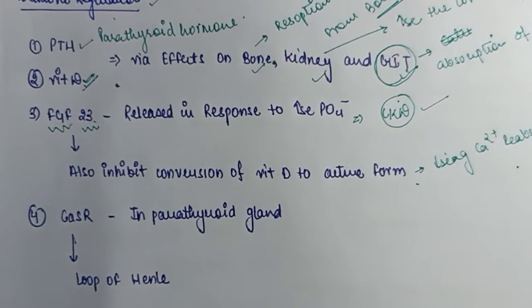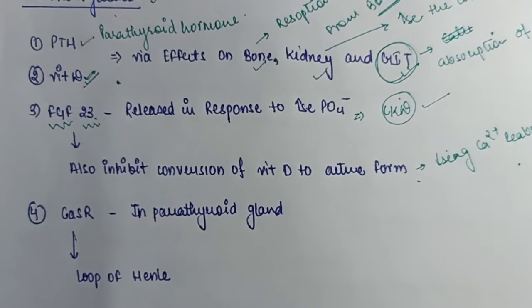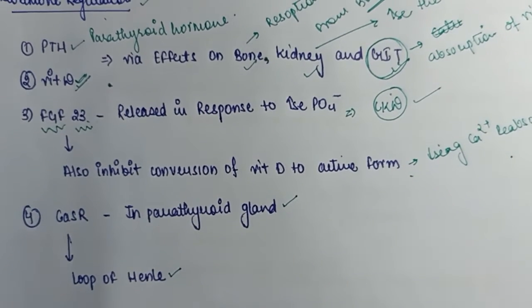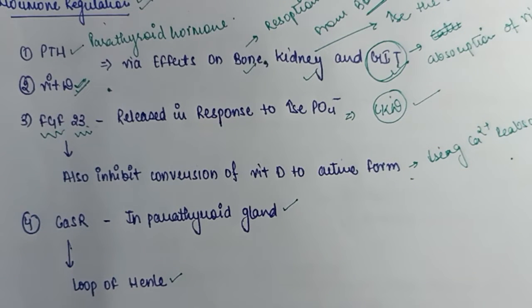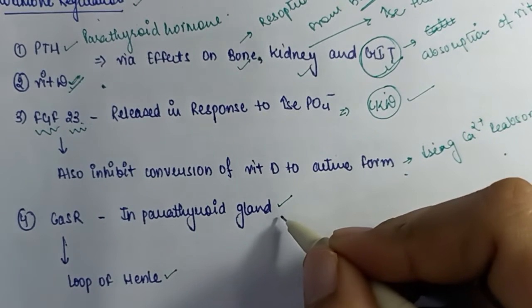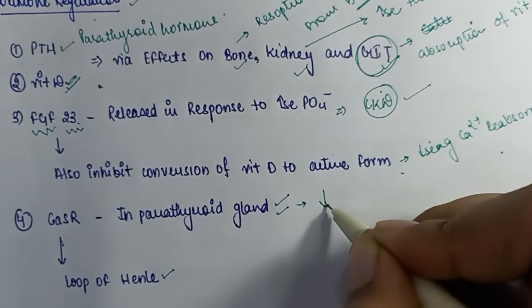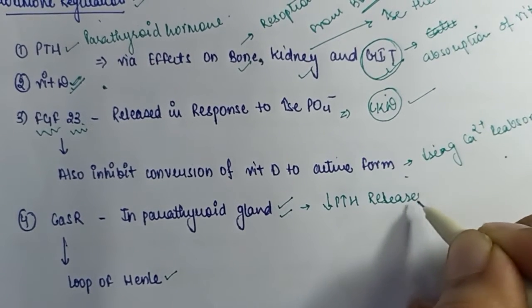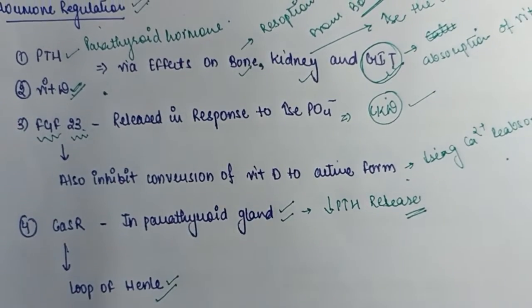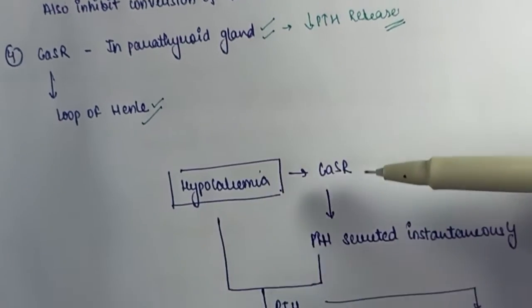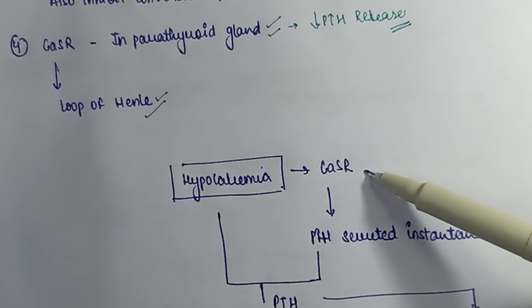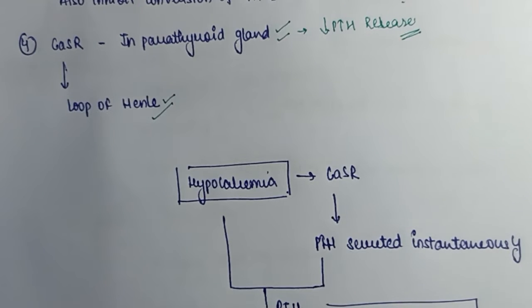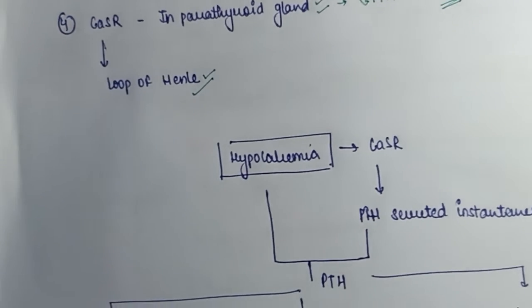So the next important mediator is the calcium sensing receptor. Calcium sensing receptor is very important. It is present in parathyroid glands as well as loop of Henle. It auto-regulates the calcium. Whenever there is hypercalcemia, it is activated and it decreases the parathyroid hormone release from parathyroid glands. Whenever there is hypocalcemia, calcium sensing receptors will be activated. They release parathyroid hormone immediately. Instantly, parathyroid hormone is released from the parathyroid gland.